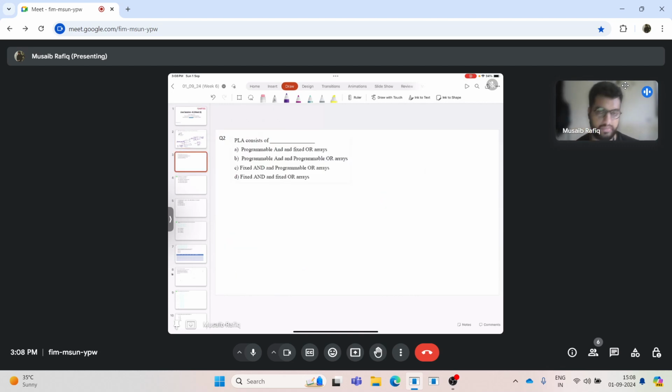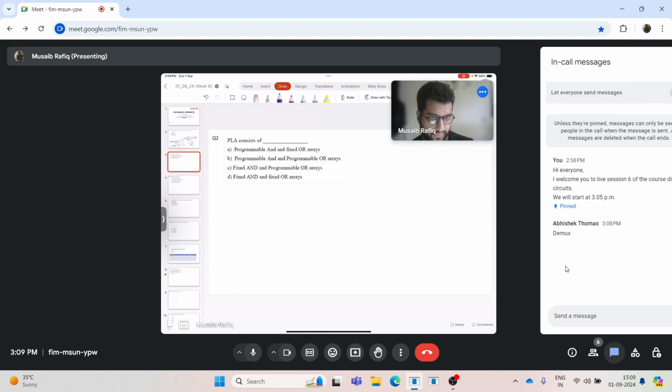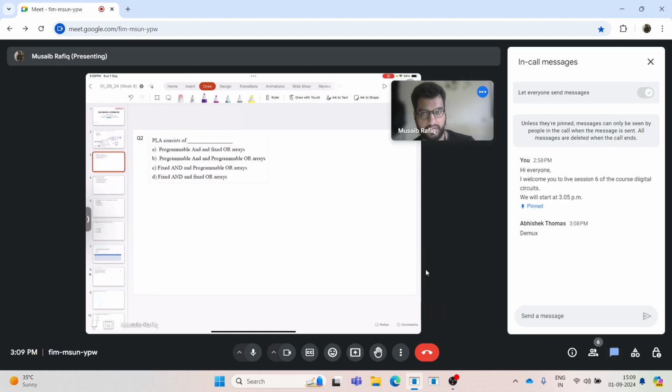Now let's just move to question number two. It states that PLA consists of, so PLA stands for programmable logic array, right? So what does it consist of? Anyone in the audience? PLA, that is programmable logic array, consists of, among the following options, what does it consist of?